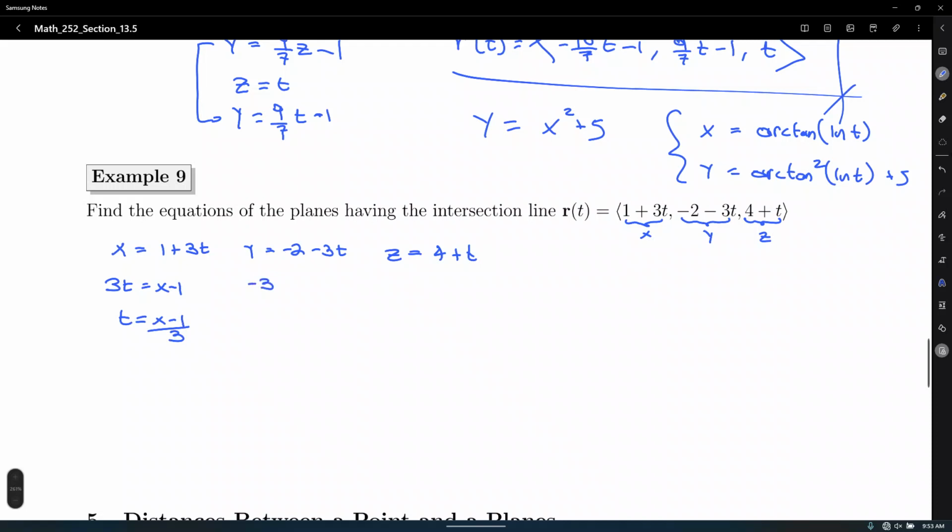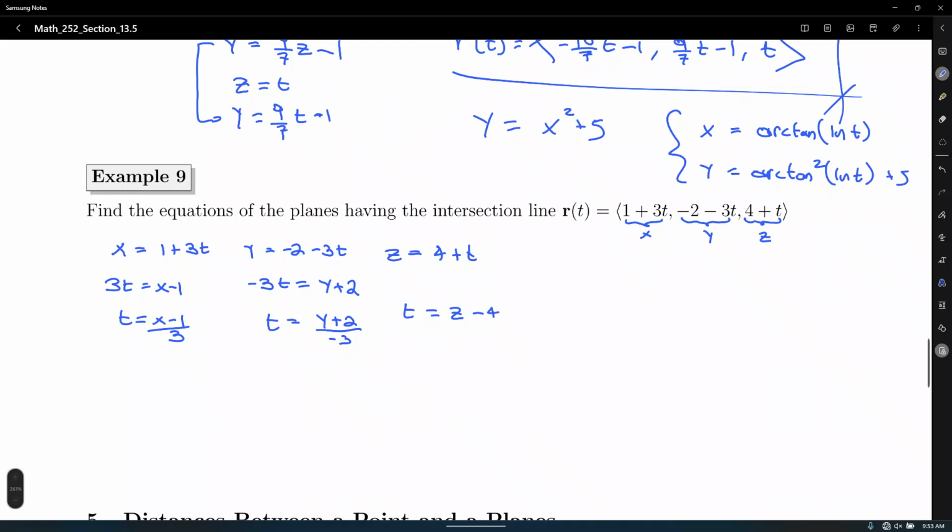This is going to be negative 3t equals y, minus 2 goes to the other side with the opposite sign. That is y plus 2. All right? And then t equals y plus 2 over negative 3. And here we just need to solve for t. That's t equals z minus 4. All right?